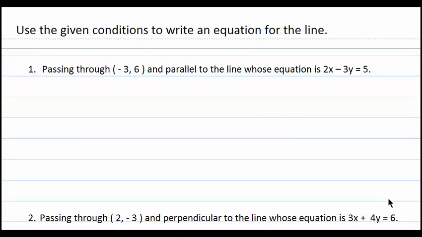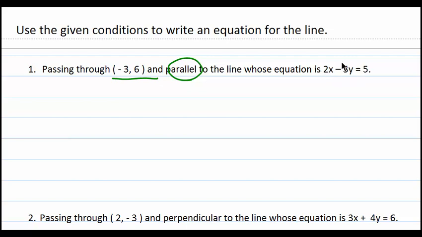All right, let's look at an example here. Use the given equations to write an equation for the line. Number 1 says passing through this given point here, and parallel to the line whose equation is given. So we know that to write an equation of a line, we need the slope and a point. So what I need from this equation here is just the slope.